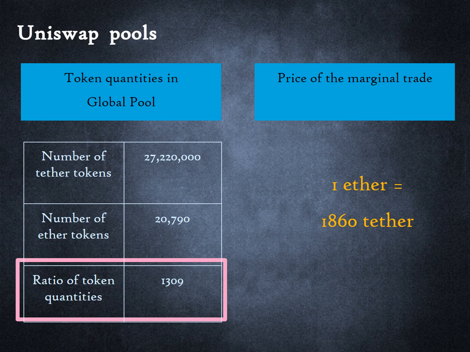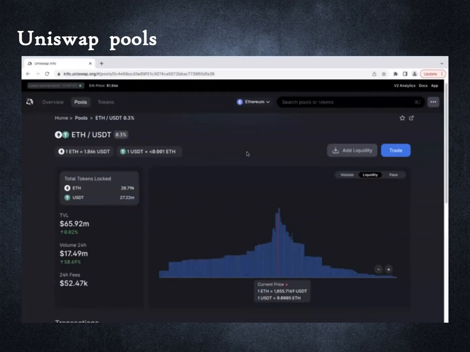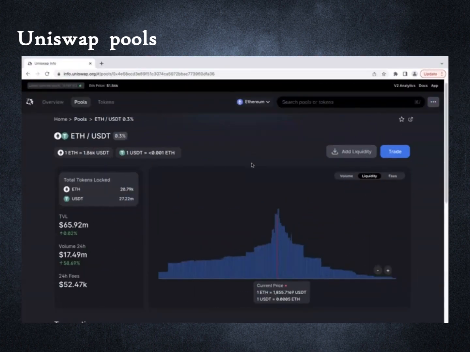Next, we will look at this reality visually. The total tokens locked in the global pool are distributed across different price ranges. The red line represents current marginal price of Ether from the pool. That is about 1 Ether equal to 1855 USDT.